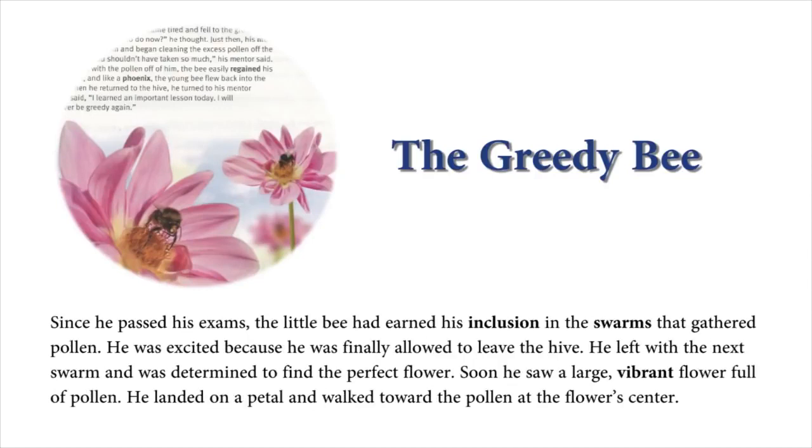Since he passed his exams, the little bee had earned his inclusion in the swarms that gathered pollen. He was excited because he was finally allowed to leave the hive. He left with the next swarm and was determined to find the perfect flower. Soon he saw a large, vibrant flower full of pollen. He landed on a petal and walked toward the pollen at the flower's center.